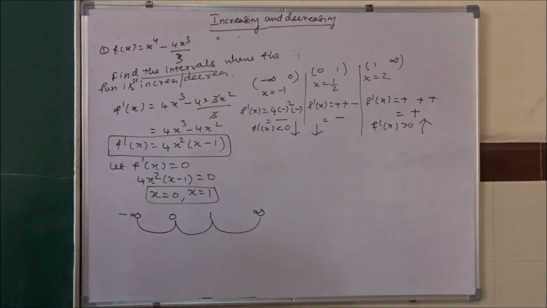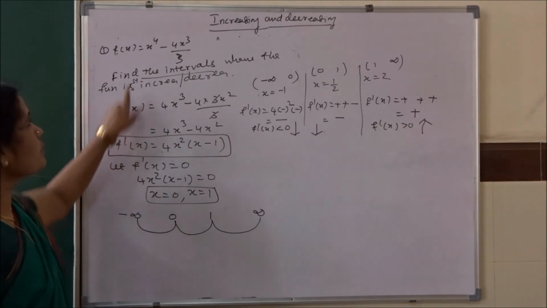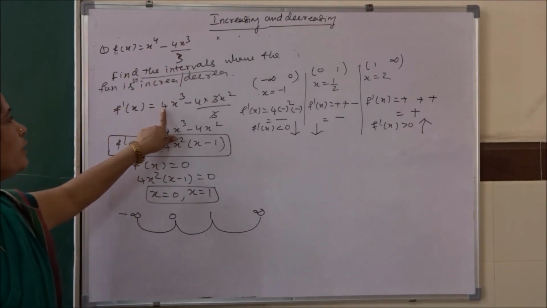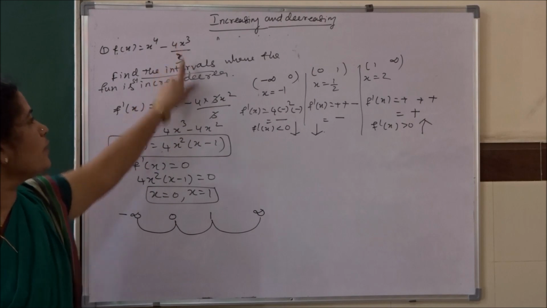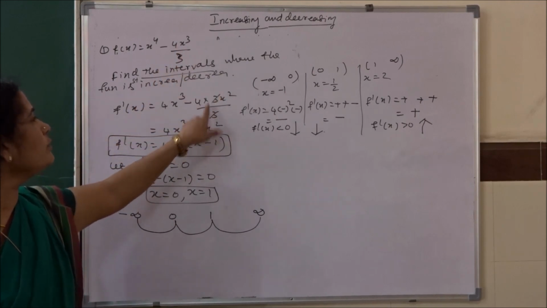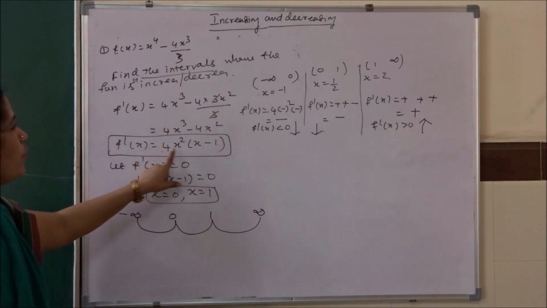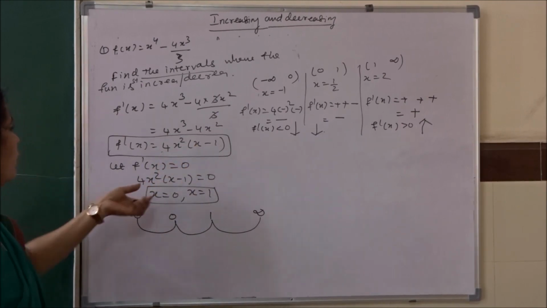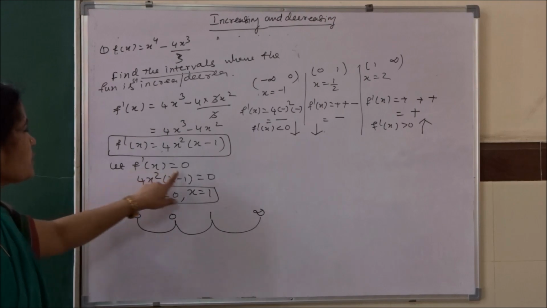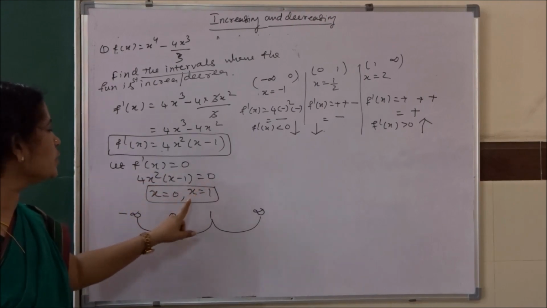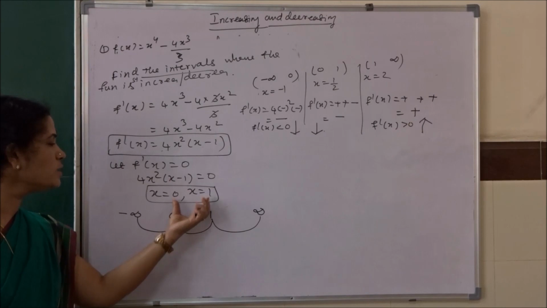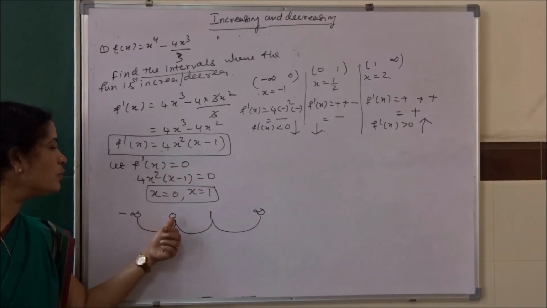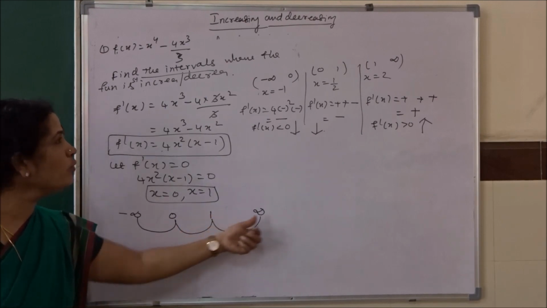So once again, see f dash of x. The question is given as x power 4 minus 4x cube upon 3. Now I am differentiating: 4 into 3x square upon 3, 3 will be cancelled. I am taking common 4x square, that is we have x minus 1. Am I correct? Now f dash of x equal to 0, so x is equal to either 0 or 1. We are putting these values between minus infinity to plus infinity: minus infinity to 0, 0 to 1 and then 1 to infinity.